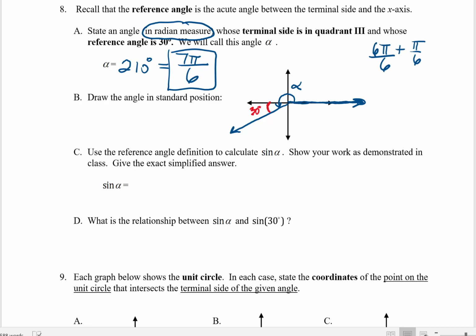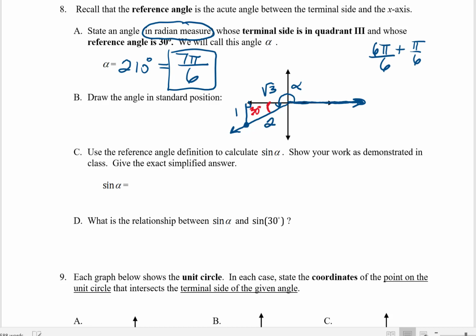Part C says, well, let's use the reference angle definition to calculate sine alpha. In order to do that, I have to find some point along the terminal side. Again, typically what we do is we drop a perpendicular to the x-axis, forming a little right triangle. And in this case, the triangle I've formed is a 30, 60, 90 right triangle. Well, that's great because I have a standard labeling. The easiest labeling is the side opposite the 30 gets a 1, the side opposite the 60 degrees gets a root 3, and the hypotenuse gets a 2.